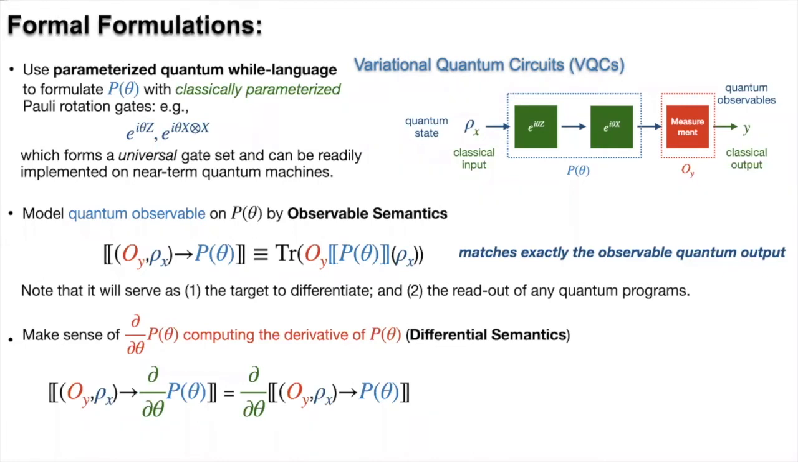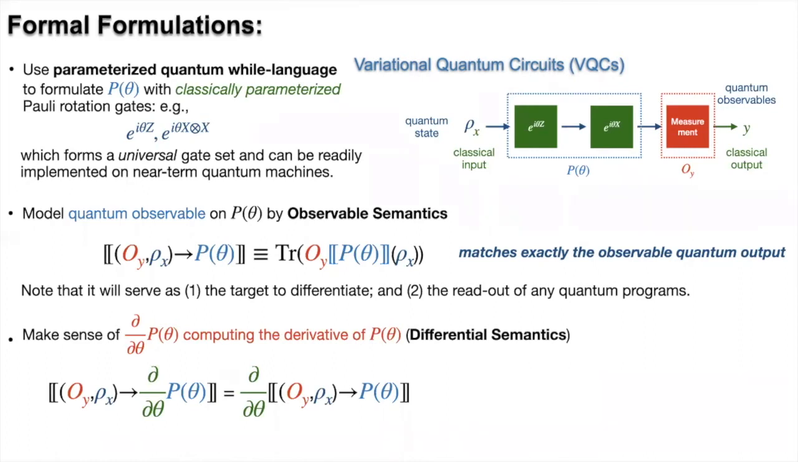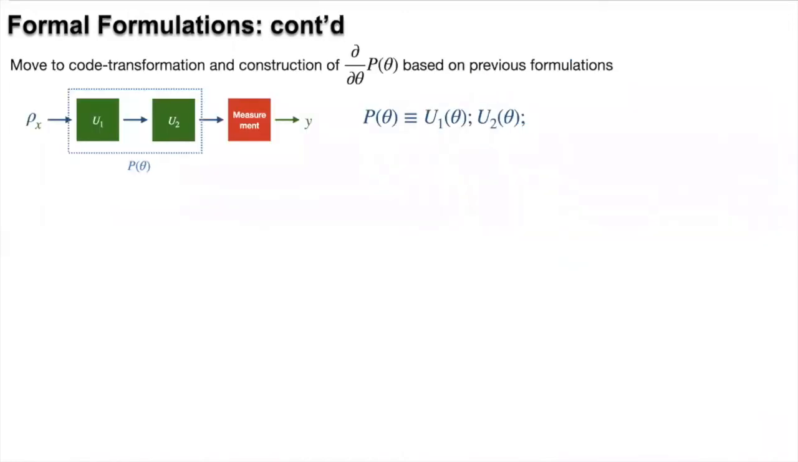Moreover, note that in this definition, we have freedom choosing the quantifier over O, Y and rho x. In fact, we have the actual combination. However, it turns out we can have the strongest combination. In particular, this means we only have one partial p partial theta that's going to work for any pair of O, Y and rho x. This is a very strong requirement that we show is achievable, also critical for showing our properties. With this setup, we move to consider code transformation.